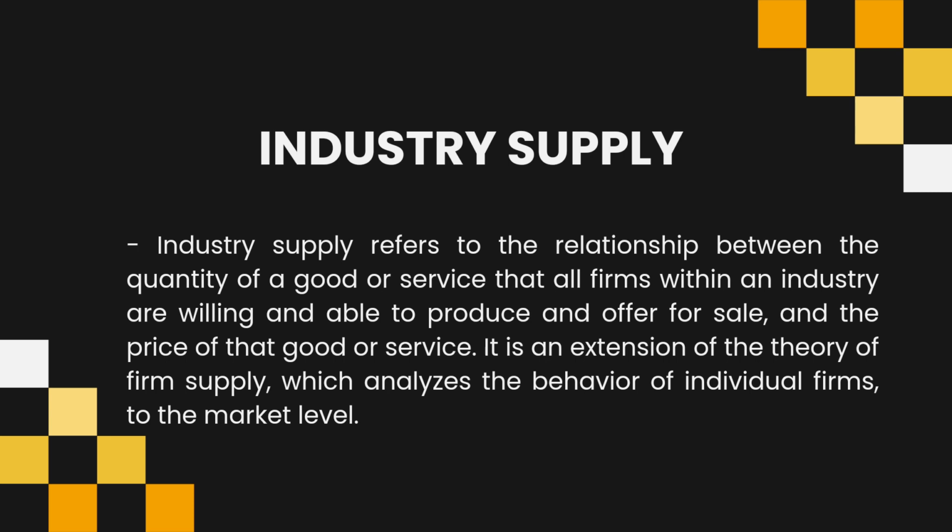The slope of the industry supply curve is also positive, meaning that as the price of the good or service increases, the total quantity of the good or service that the industry is willing to produce and sell also increases. Under the industry supply is the industry equilibrium in the short and long run, zero profit, and rental rates and price.